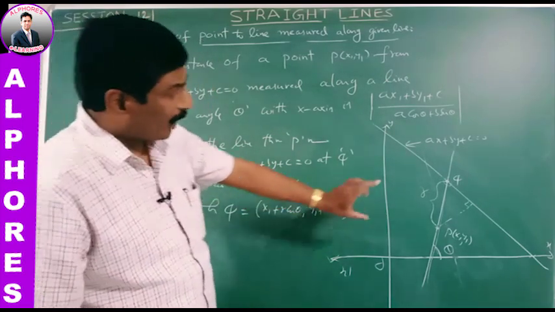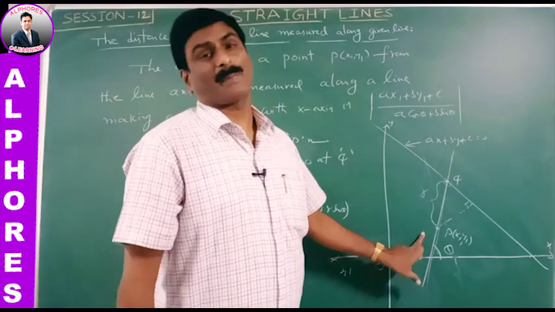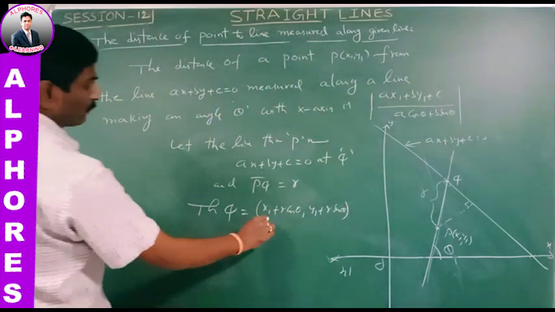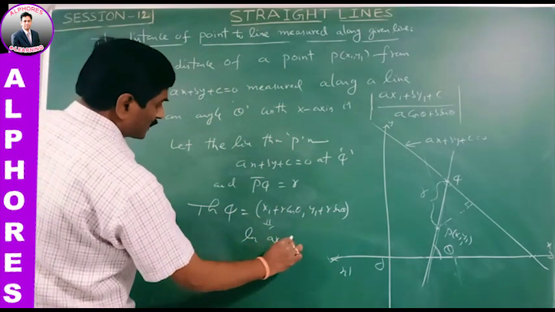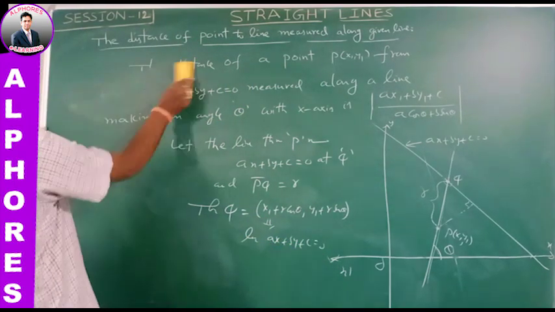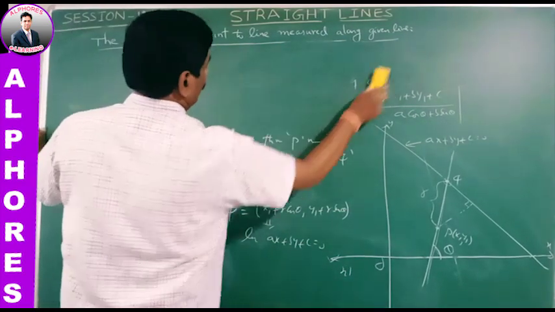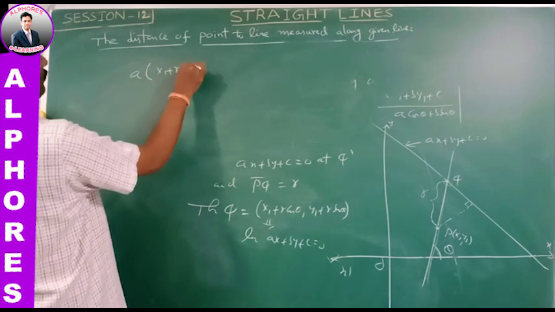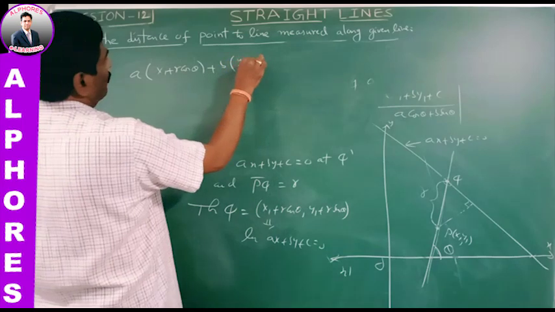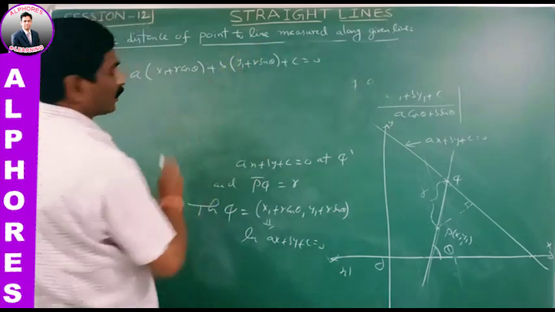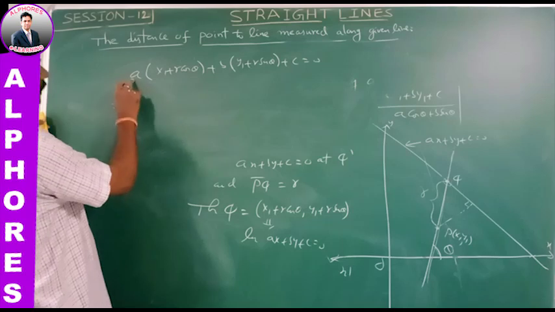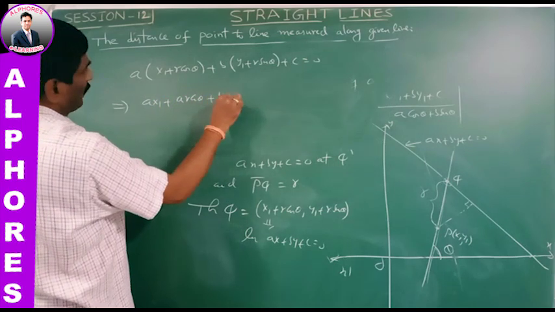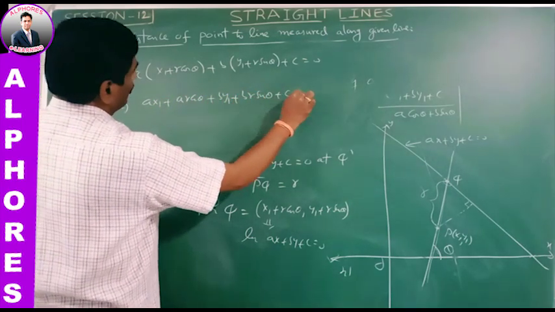Now we find the point Q on this line by using the parametric form. But this Q lies on the line ax plus by plus c is equal to 0. By substituting that point in this line, we get a of (x1 plus r cos theta) plus b of (y1 plus r sin theta) plus c is equal to 0. Now, after the distributive property, ax1 plus ar cos theta plus by1 plus br sin theta plus c is equal to 0.